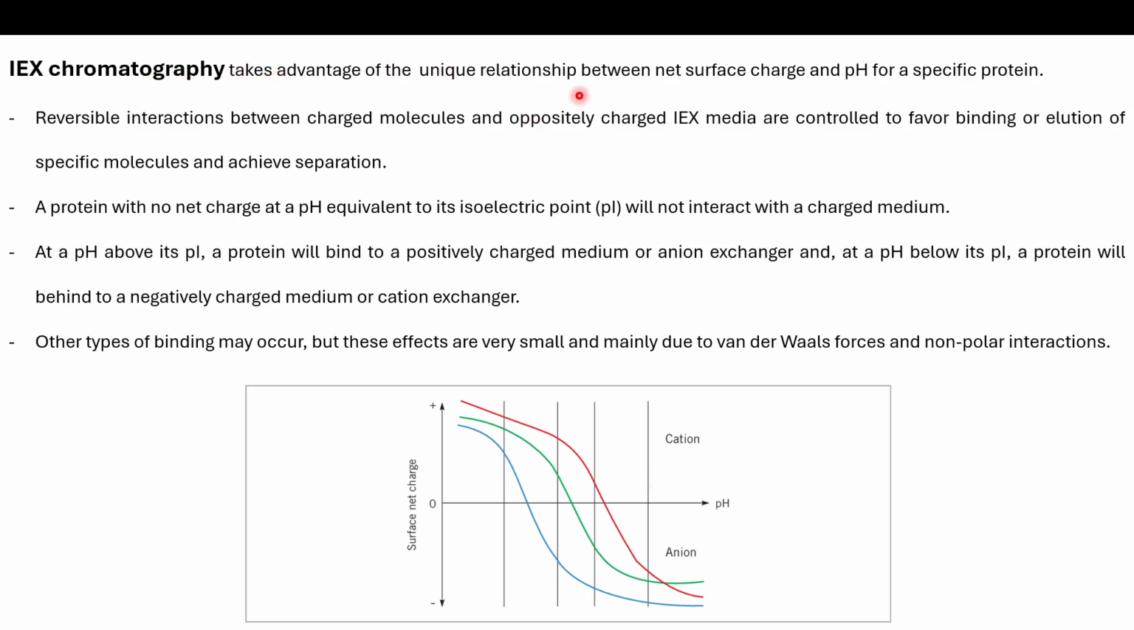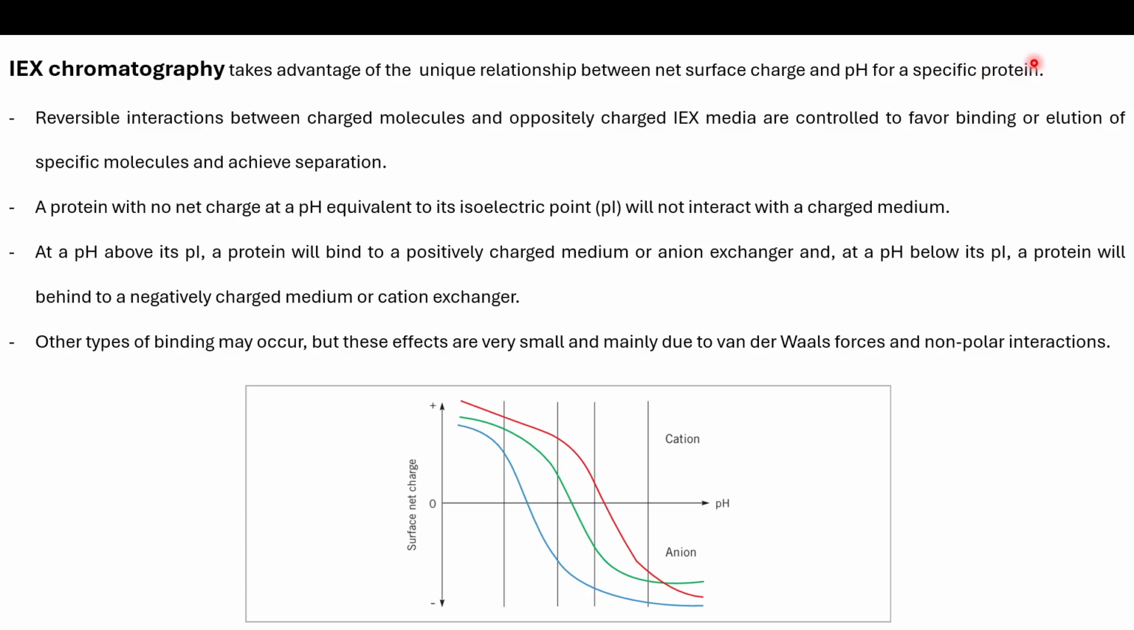It actually takes advantage of the relationship between the net surface charge that the molecule or analyte has and the pH for a specific protein. Okay. Again, the interactions have to be reversible, because once the specific protein of interest with the specific net charge on it is bound to the matrix, then at the other point, due to change in the buffer conditions, the protein's interaction with the matrix weakens and the protein elutes out.